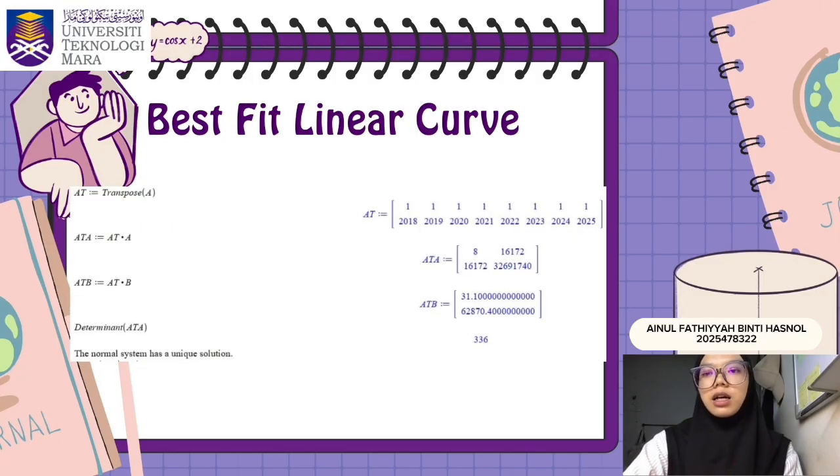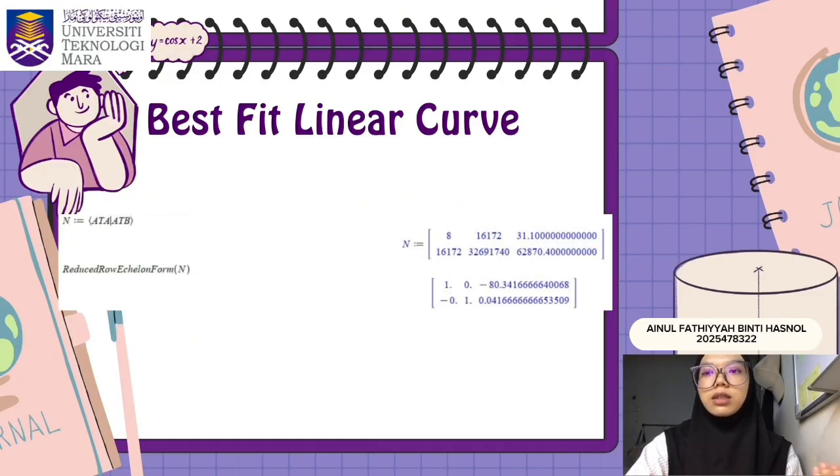So next, I calculated the transpose of matrix A, denoted by A transpose. Then I computed A transpose times A, written as A transpose A, and A transpose times B, written as A transpose B. After that, I calculated the determinant of A transpose A. The determinant is not equal to 0. This means A transpose A is invertible, so the normal equation has a unique solution.